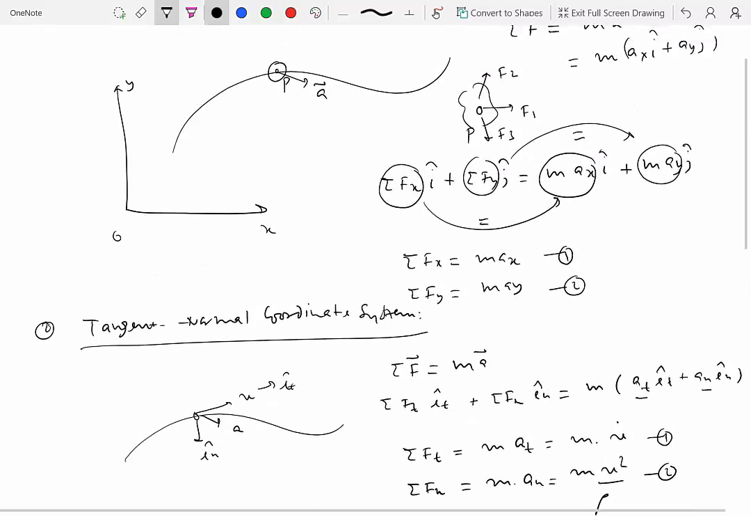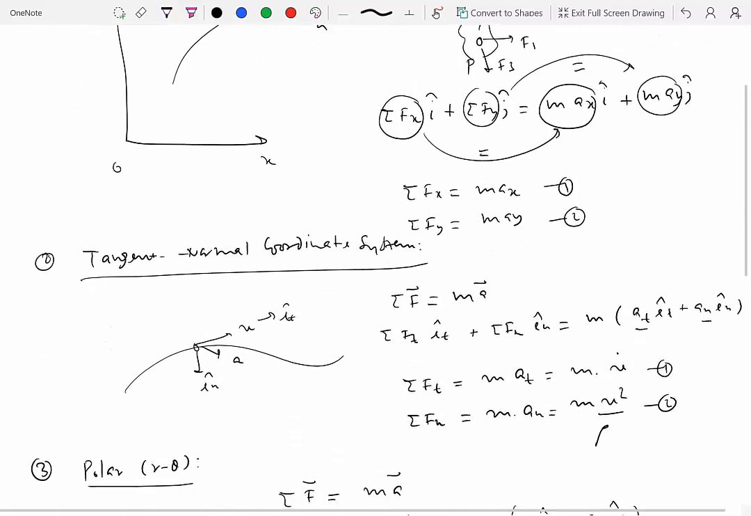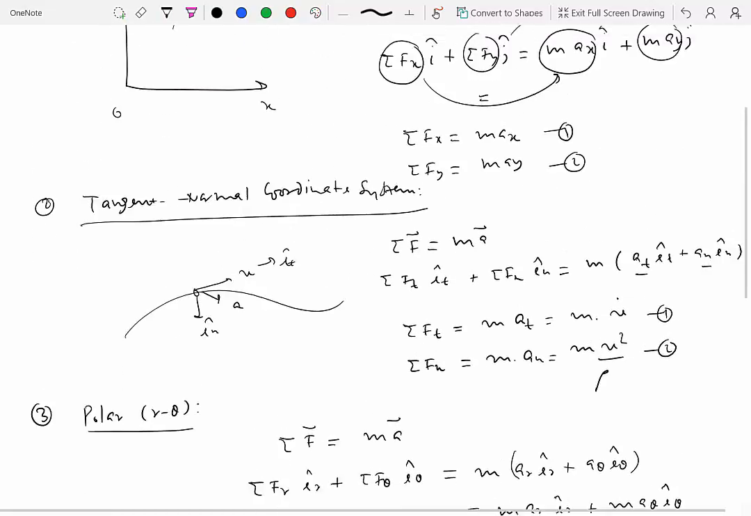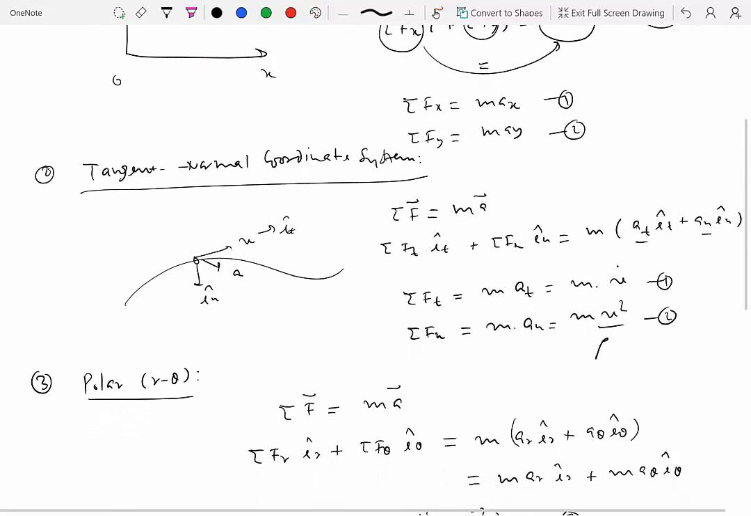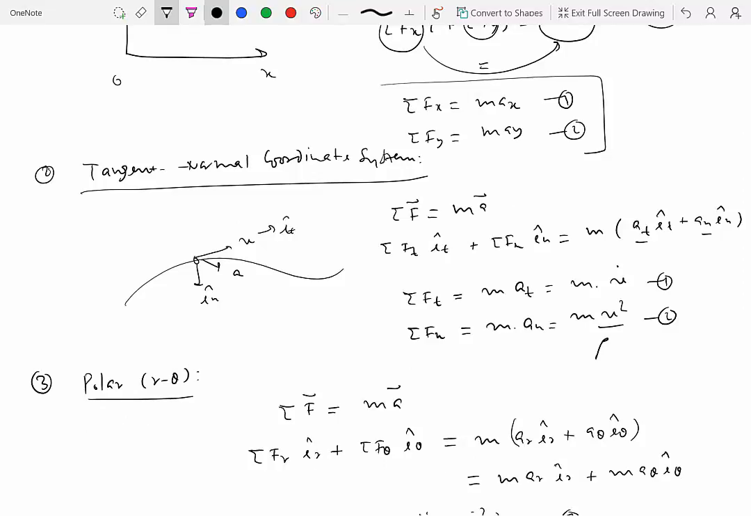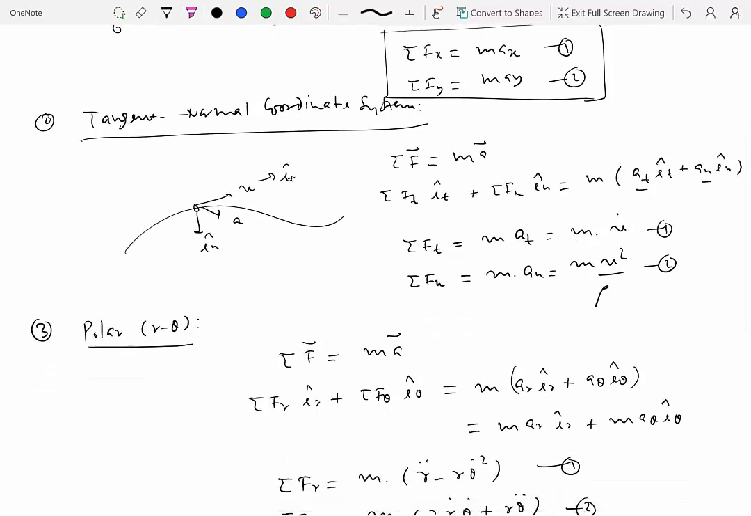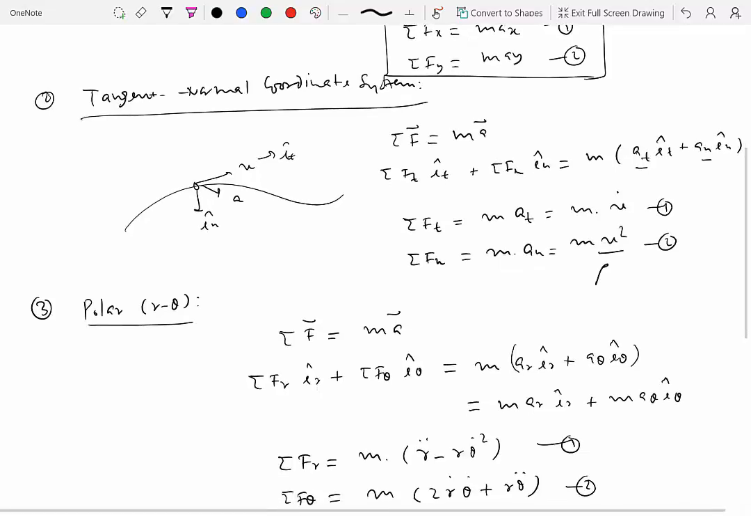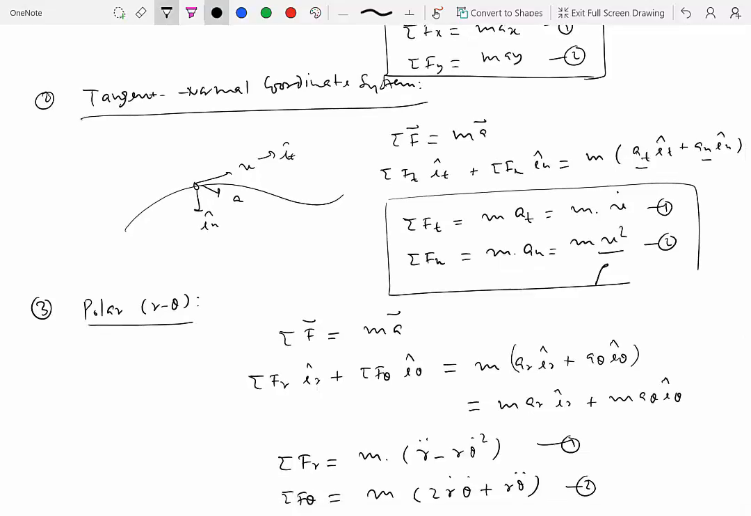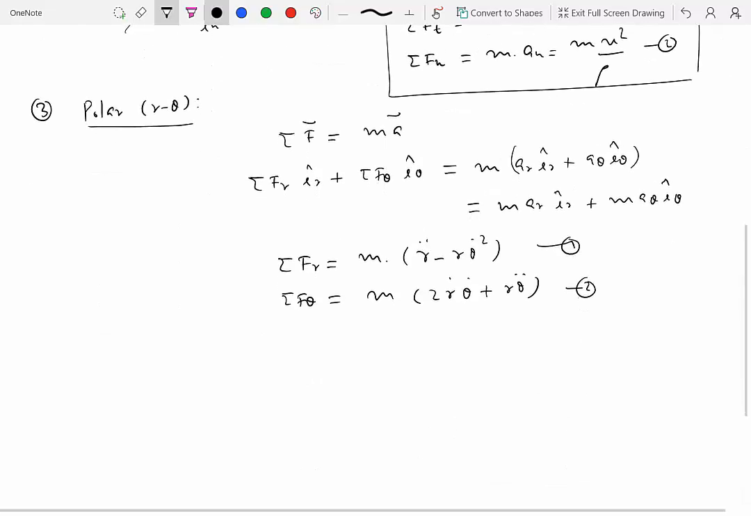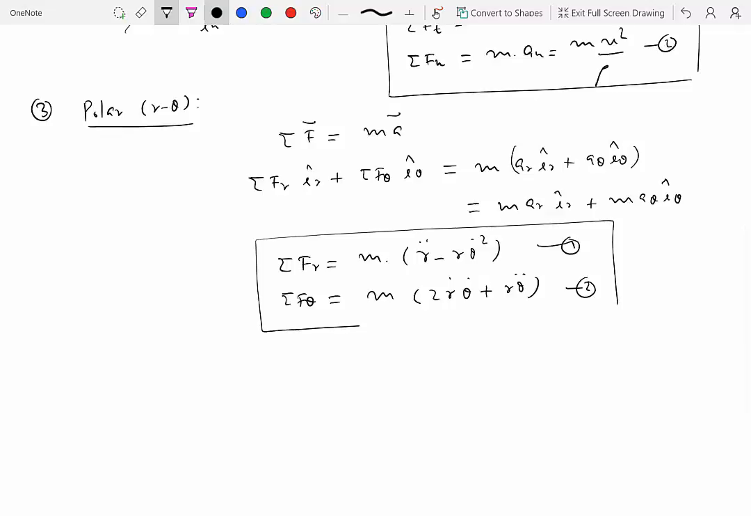If you look at these three coordinate systems, the Cartesian, the tangent normal, as well as polar, it's clear that these equations look like balance laws, right? You have a left hand side and you're trying to balance it with the right hand side. On the left hand side you have the force, on the right hand side you have mass times acceleration. And that's why some textbooks and authors refer to these equations as balance laws as well, because you're balancing things on the left and right hand side.